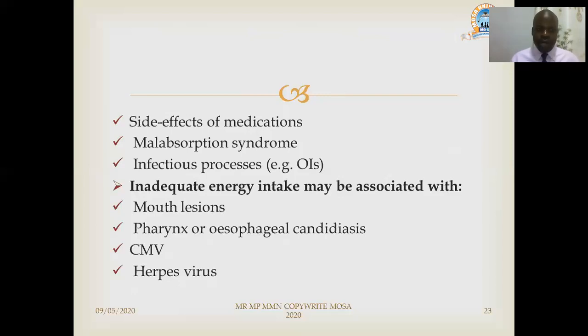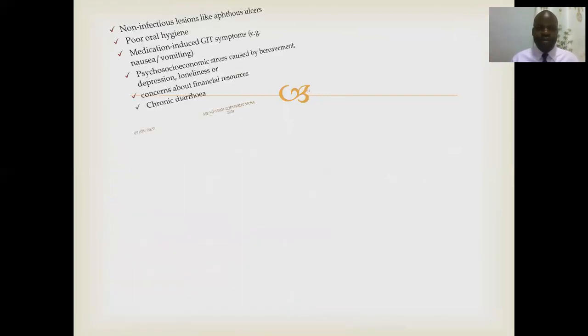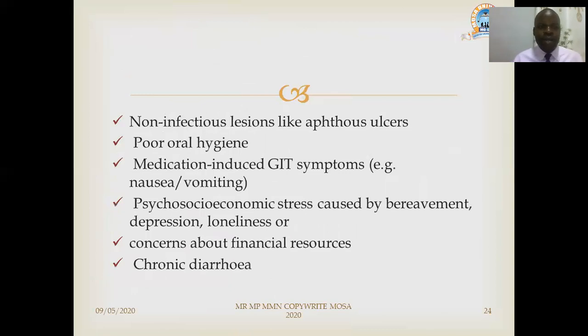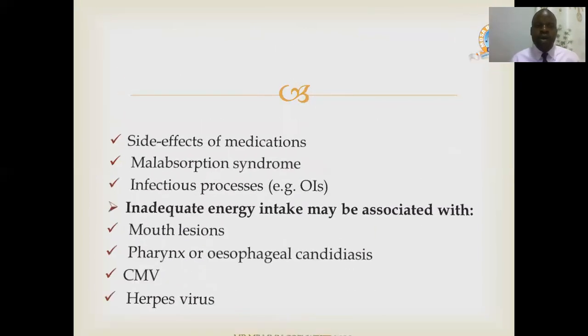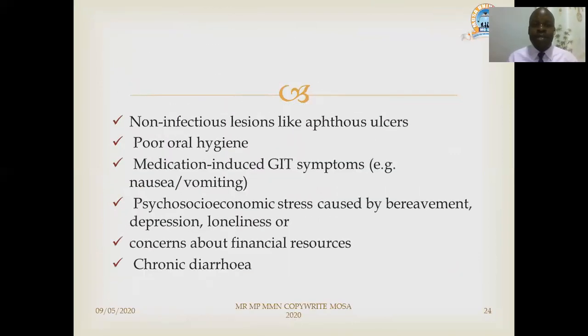Then cytomegalovirus, herpes virus infections, lesions like aphthous ulcers, then poor oral hygiene, which may also lead to mouth ulcers or infections of the mouth, which may make you uncomfortable taking food because of the sores that come due to poor oral hygiene. Then medication-induced GI symptoms, e.g. nausea and vomiting, which I've explained.